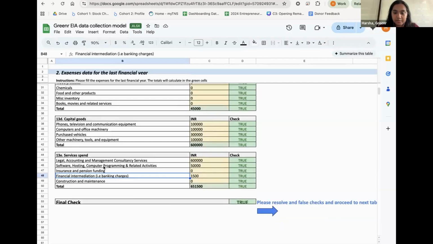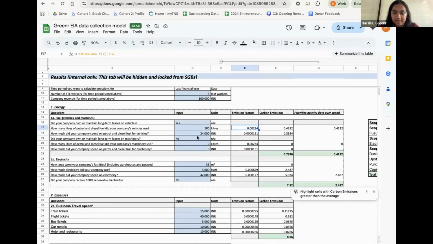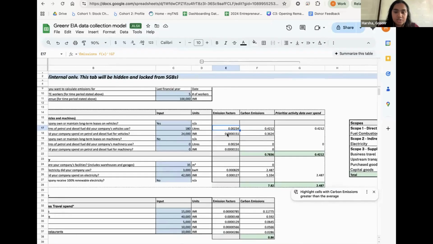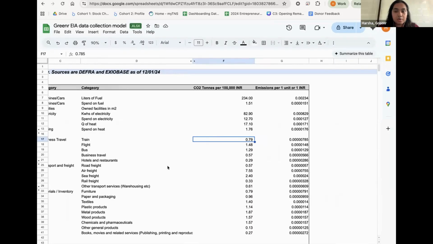Yeah, I think this is pretty straightforward. And then what we do is I'll just quickly show you the results tab. So we aggregate all of that information over here, category wise. And then we have the emission factors that we've taken from credible sources such as DEFRA and Axio Base. So these are UK government databases, which we've been able to extract information from.